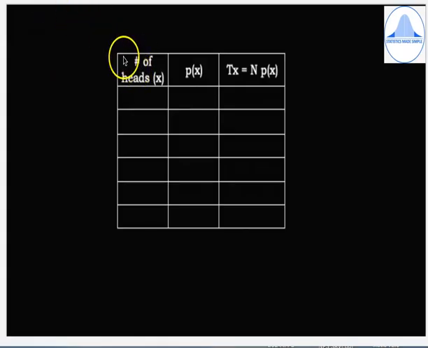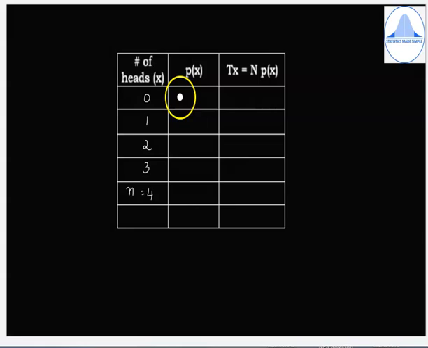Now we form a table. In the first column, we'll write number of heads, which is nothing but x. In the second column, we have P of X, that is the probabilities which we found out. And then we calculate Tx, which is capital N into P of X. So Tx is called as a theoretical frequency or the expected frequencies. Now we know that in the problem, we have X as 0, 1, 2, 3 and 4. So N is equal to 4.